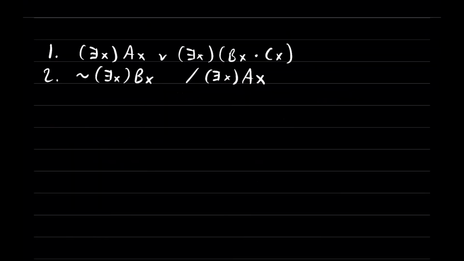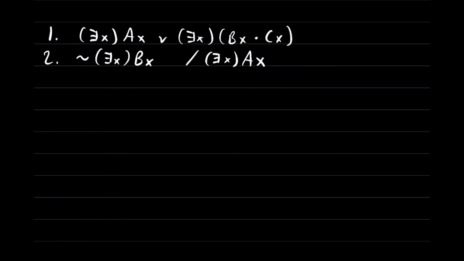Like I said, it's going to be a very short video because there's not much to master here with quantifier negation. So in this argument, we're given two premises. The first premise is an either-or statement. There exists something that's an A, or there exists something that is both a B and a C. The second premise says it's not the case that there exists something that's a B. In other words, there does not exist something that's a B. And the conclusion is just this: there exists something that is an A.